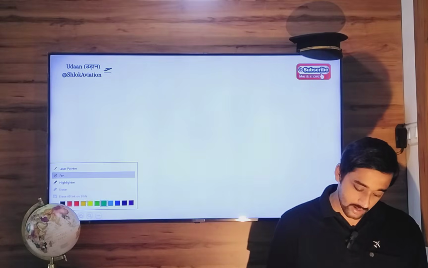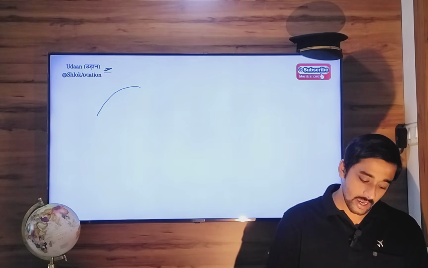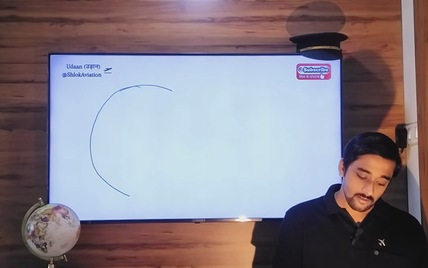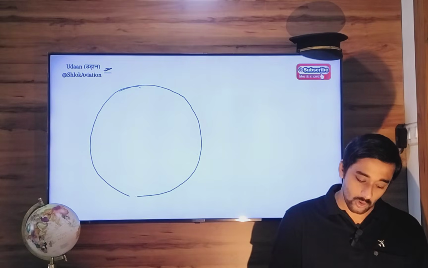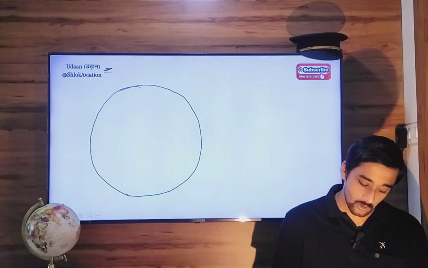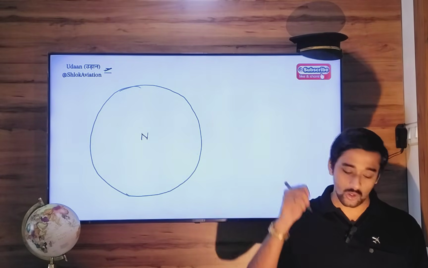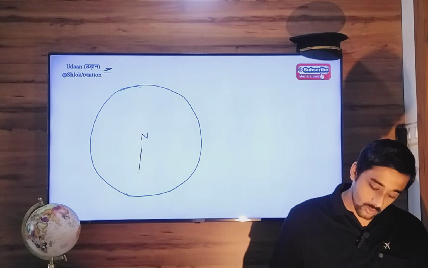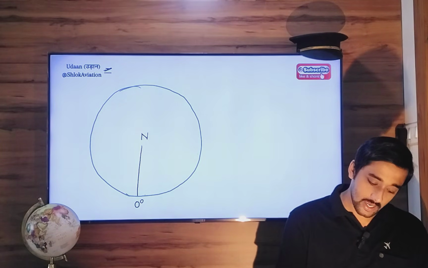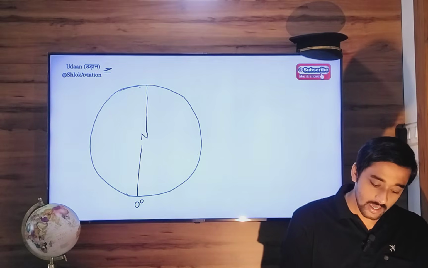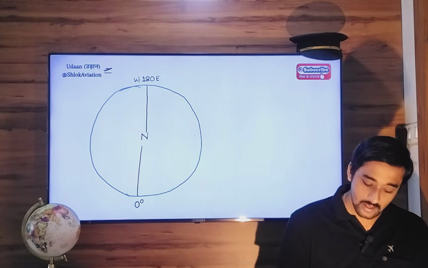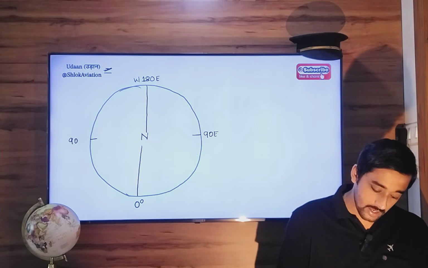So, let's draw the diagram. You are going to draw the diagram of the earth with respect to the North Pole. You are looking at the earth from the top of the North Pole. So, this is your North Pole. This is the prime meridian, the 180-degree east and west anti-meridian, the 90 east meridian, and the 90 west meridian.